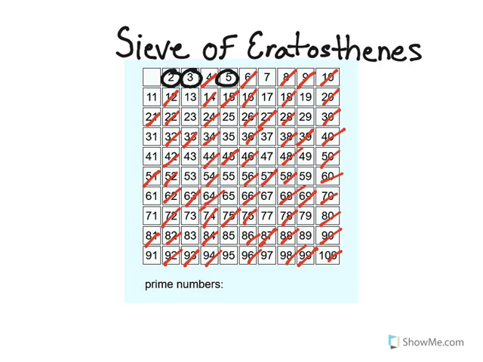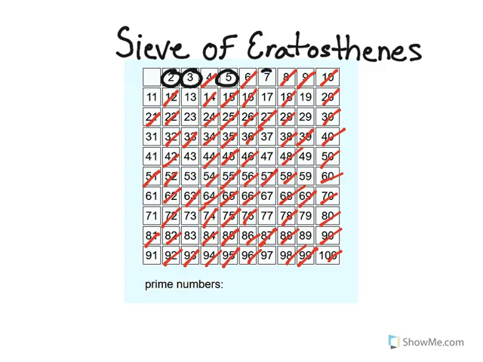The next prime number would be 5, because 5 is divisible by 1 and 5, and then you do all multiples of 5. You want to cross out all multiples of 5. So 10, 15, 20's already been crossed out, 25 isn't, 30 is, but 35 isn't, 40 is, 45 is, 50 is, but 55 isn't, 60 is, but 65 isn't, 70 is, but 75 already is, 80 is, 85 isn't, 90's already crossed out, 95 isn't, and 100's already crossed out.